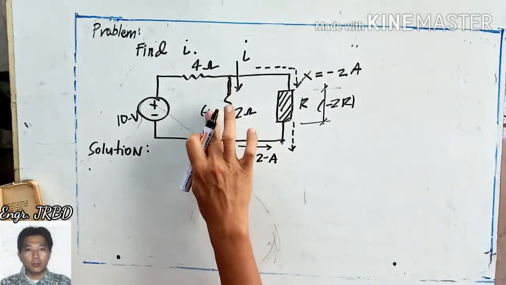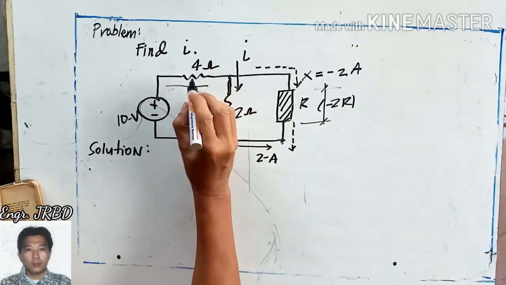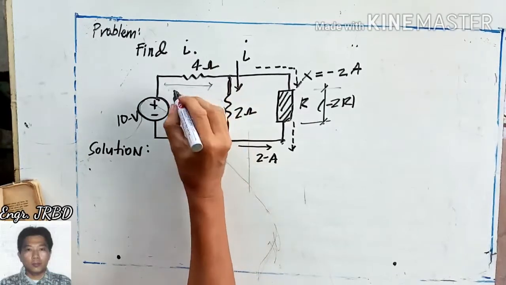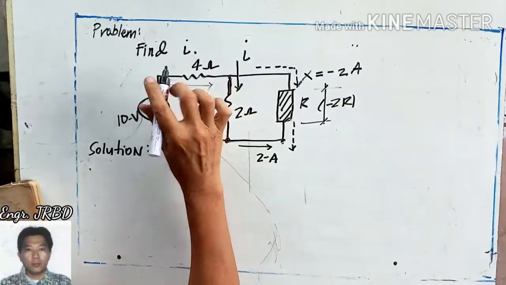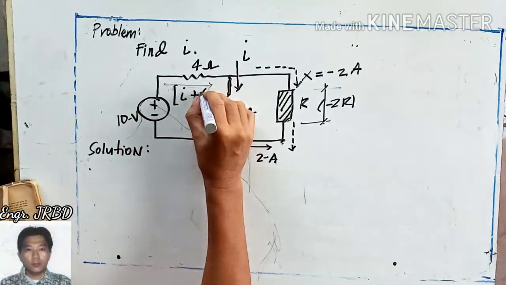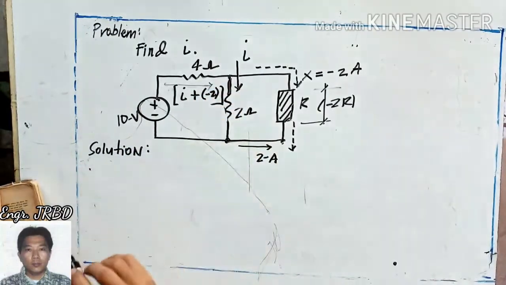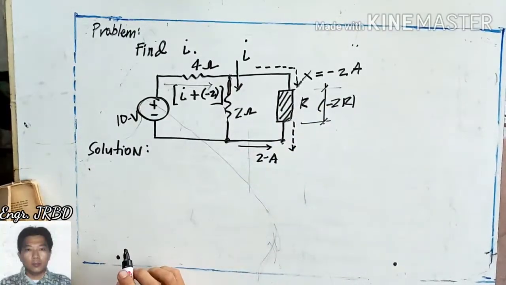Negative 2R volts. And the total current entering at this point is I. Current is I plus negative 2. Right? Why negative 2? Because the current direction is different. That's it.